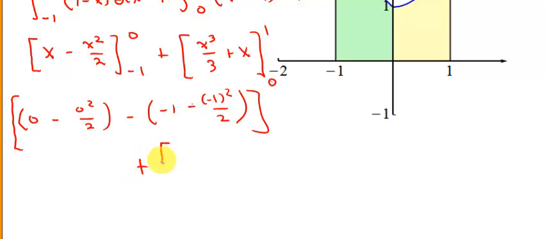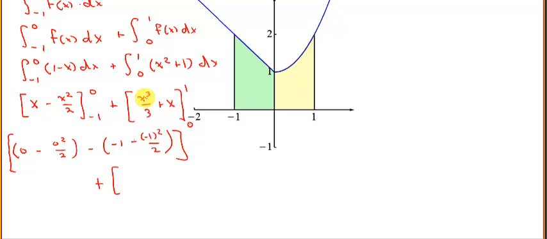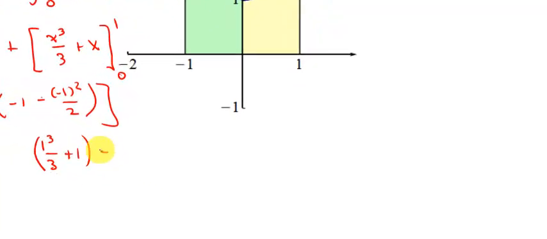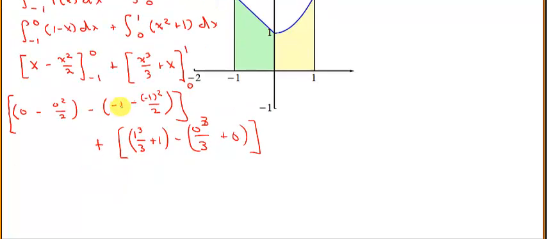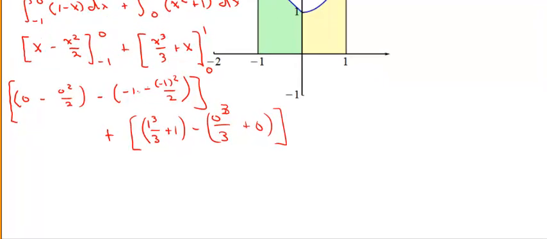And then plus, for the second one, I'll have 1 to the third over 3, 1/3, plus 1, minus, the value at 0 is 0 to the third over 3 plus 0, and that would be the value of the second one. So let's see, what do I have? I have negative 1 minus 1/2 is negative 3/2.